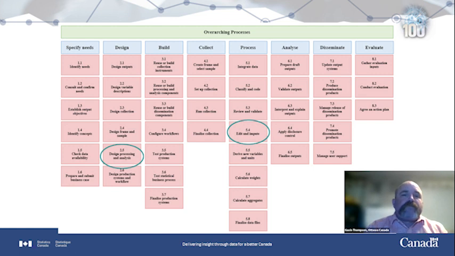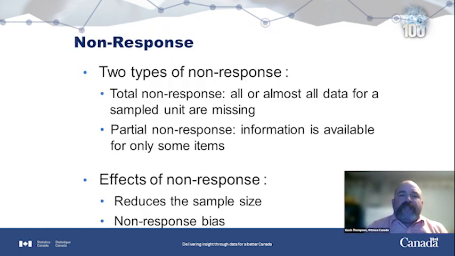There are two types of possible non-response that we can have. There's total non-response, where all or almost all of the data from the sample are missing, or there's partial non-response, where information is available for only some items. Items should probably say some questions or some variables. The effect of this is that it's going to reduce our sample size. So if we selected, say, 1,000 dwellings and only 900 of them replied, then this is effectively reducing our sample size. Our sample went down from 1,000 to 900. It also has the possibility to introduce non-response bias, and this can be really problematic. We're going to talk about that as well in a little bit.